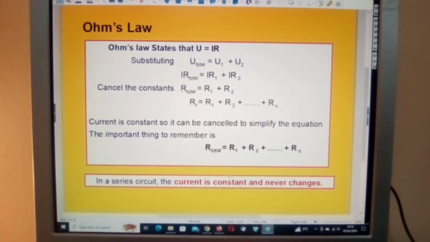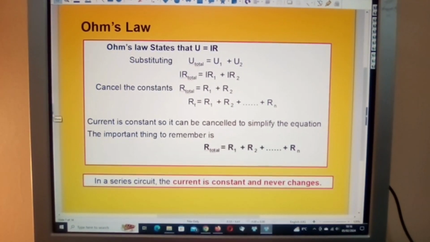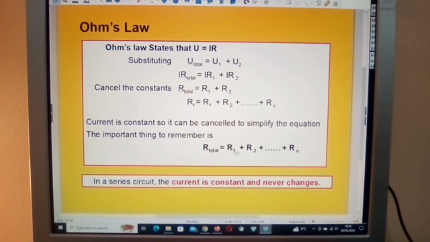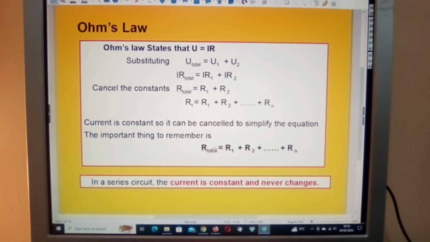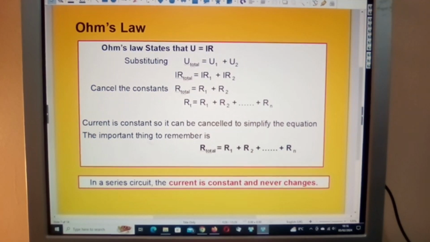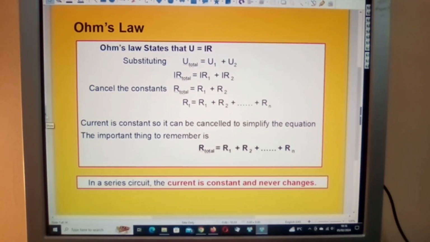And in series, the current is the same in any component. Apologies, the current is the same in any component. I was thinking something else for a moment there.